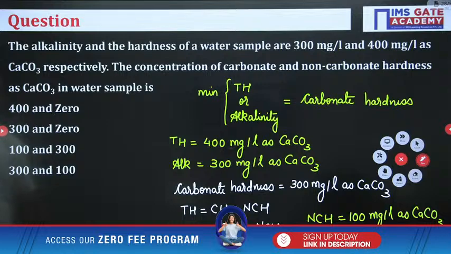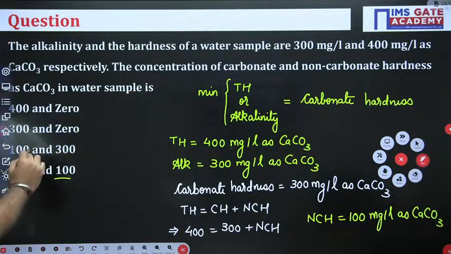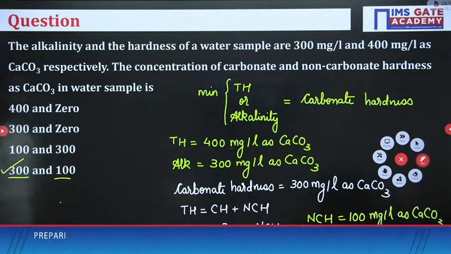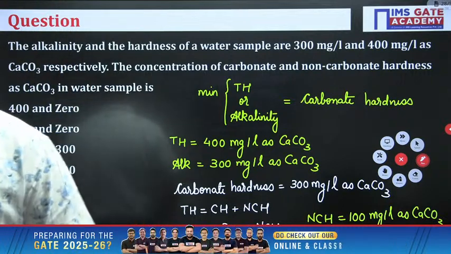So what will be the correct answer? Carbonate hardness is 300 and non-carbonate hardness is 100. So option D is the correct answer for this question. Okay? Option D. Kirtan has said it correctly. Kirti has said it correctly.